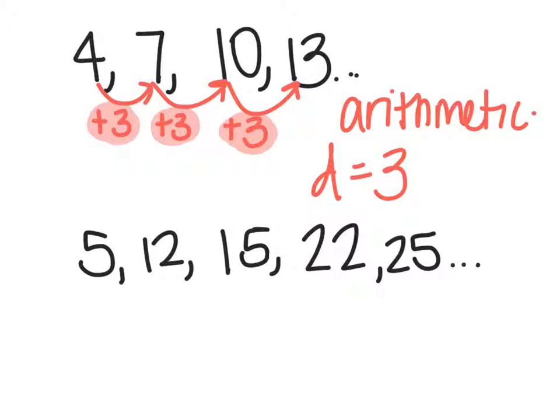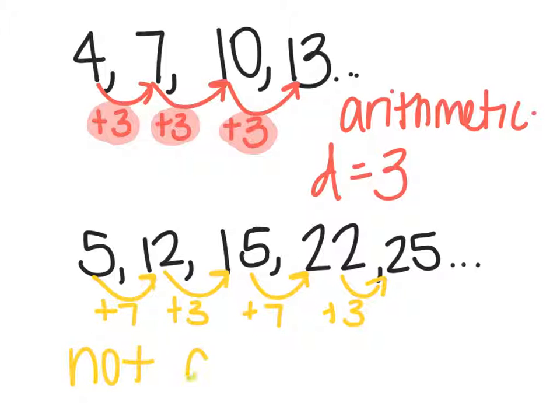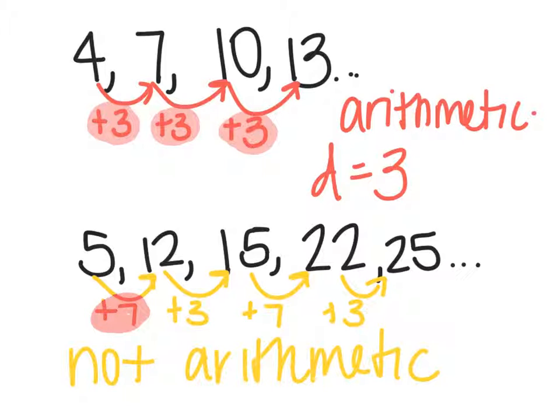So if we look at our next example, we've got to figure out what our common difference is. Well, from 5 to 12, it's going up 7. From 12 to 15, it's going up 3. From 15 to 22, it's going up 7. And then it's going up 3 again. So this would not be an arithmetic sequence, and the reason for that is because every time this number was not the same.